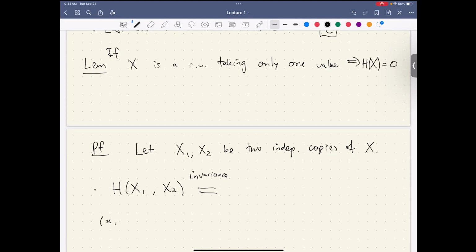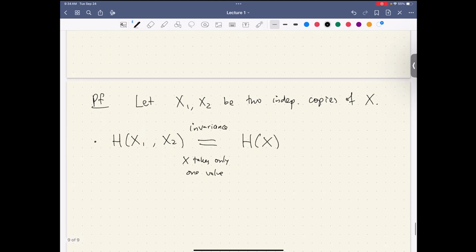By invariance, and that X takes only one value, you can find the bijection. So this is the same as the entropy of X, a bijection between (X1, X2) and X. There's only one outcome, right? You can do this. On the other hand, they are independent random variables, X1 and X2.